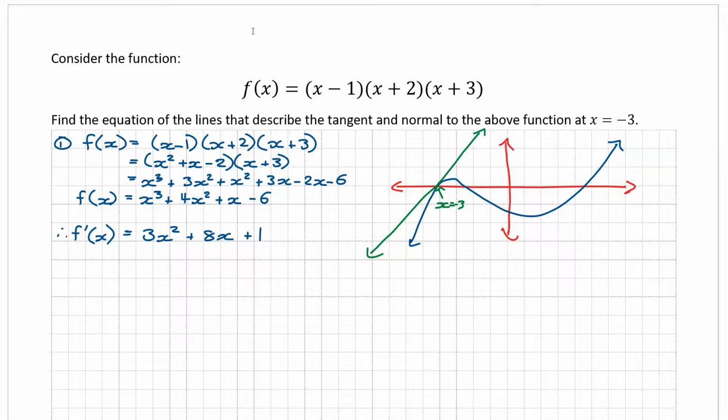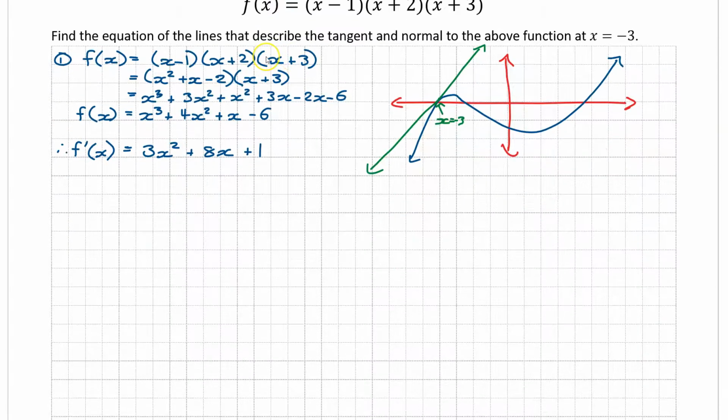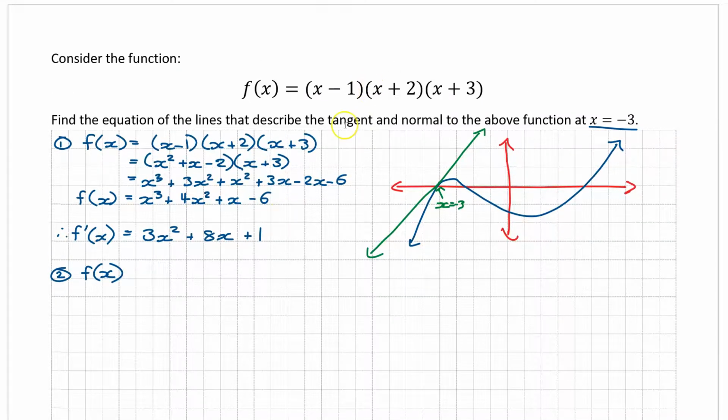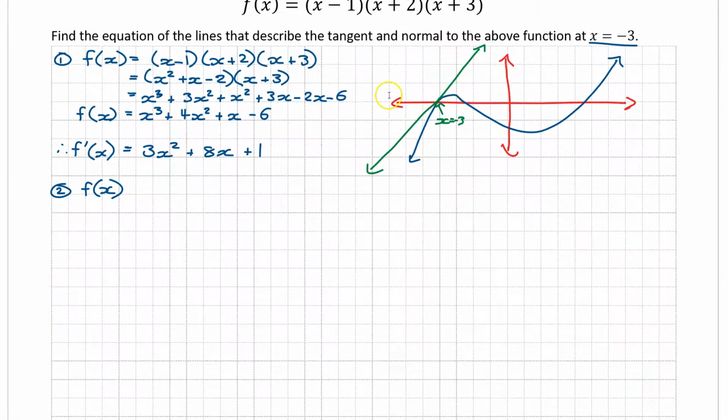Done. Now step 2, we have to find the location where the tangent touches our point, in this case when x equals -3. So doing that, we're going to go f of x, and I'm going to revert back to the original form at the top of the question. The reason for that is purely that it's probably going to be easier to compute the location of f of x given the form that it's in.